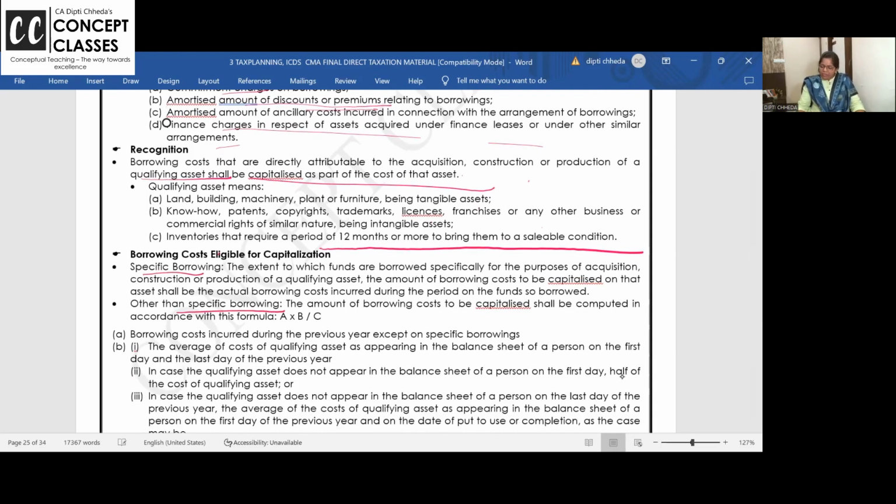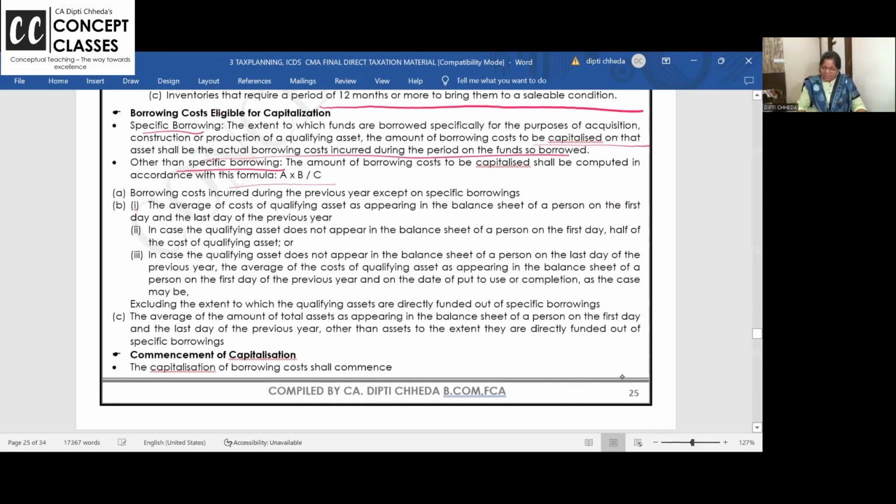Now, specific borrowing and non-specific. For specific borrowing, for the purpose of acquisition, the amount of borrowing cost should be capitalized on that date only. Other than specific borrowing, the amount of borrowing cost to be capitalized shall be computed in accordance with the formula A into B into C. Now they have given this. I don't think you should read it also. Leave it. If you want, I can just give you a formula here. Total loan, write down. Total loan, total interest.